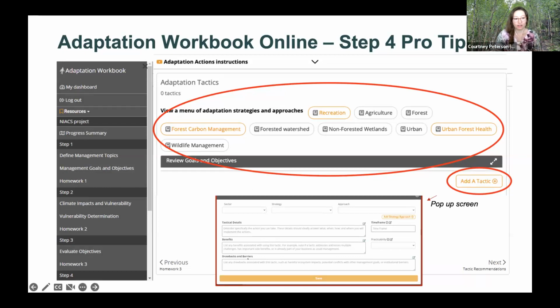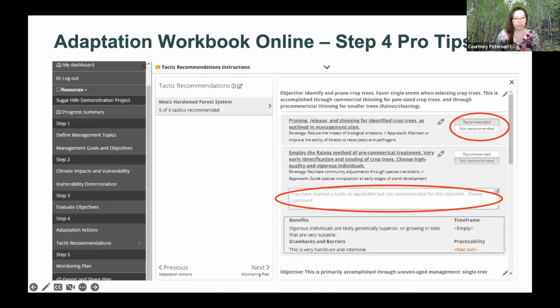And then you can also include, what are the benefits of this tactic? What are the drawbacks of this tactic? And will you recommend it or not? Make sure you hit save so that it adds the tactic. And then when you're done, once you've got all of your tactics added, you can go through and recommend or not recommend each tactic for your objectives. So it'll have your long list of objectives, and then you'll basically say for each tactic, are you recommending this tactic for this objective or not? And if not, there is a space for you to say why you chose not to recommend this particular tactic.